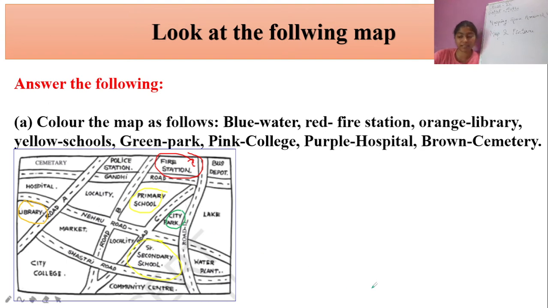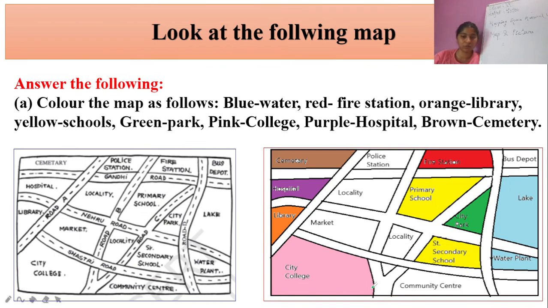So in the same way, students, we will do this question. So let's see. Students, I have already colored for you: red color, yellow for the school, orange for the library, purple for the hospital, right? Blue for the lake. So that way we come to know that different colors are used on maps for indicating different things.